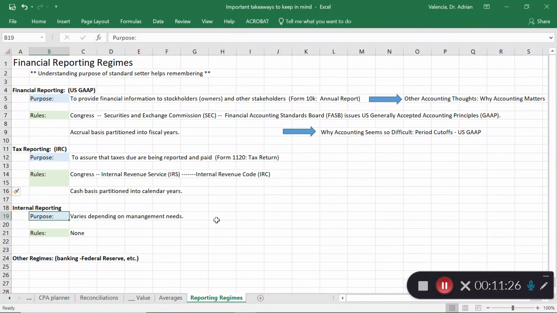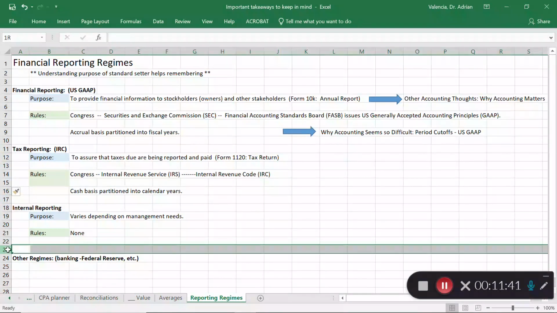It depends on what the company's trying to get out of the business, right? Trying to do with that business. There aren't any rules per se. This is all based on what you need, right? And then there's other reporting regimes out there.